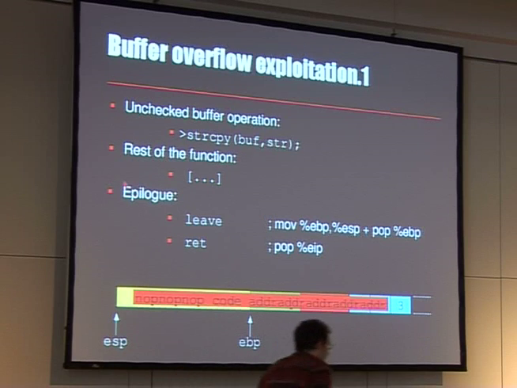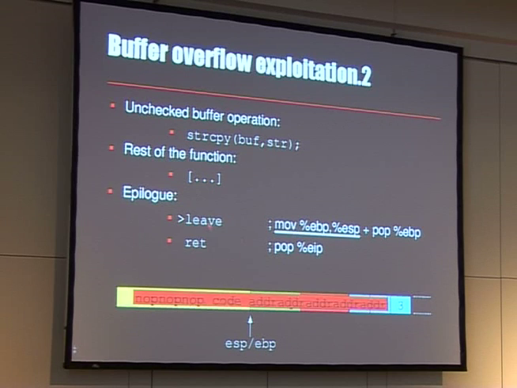If the function now finishes the epilogue, you can see the leave. It consists of two parts. The first part is to restore the stack pointer from the base pointer, so this will be the result here. And the second part is to pop the base pointer from the stack. And you can see what happens now.